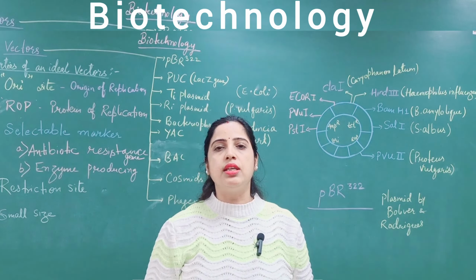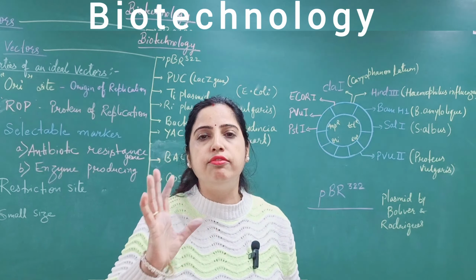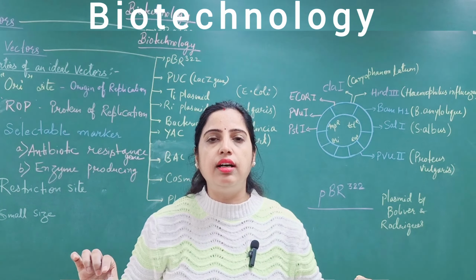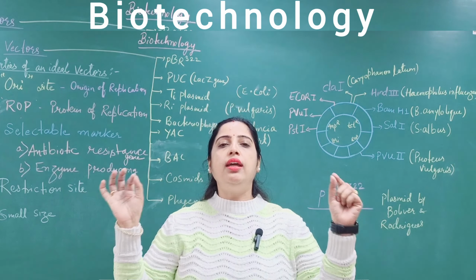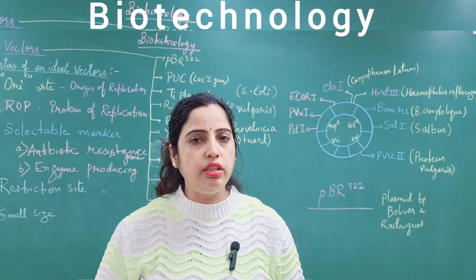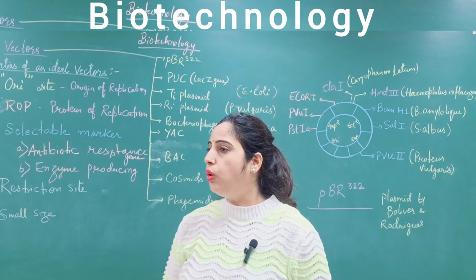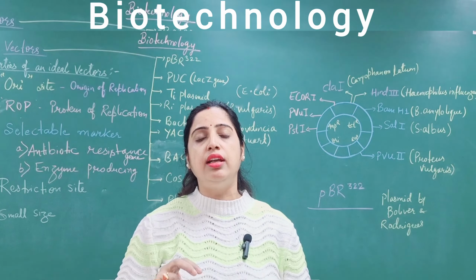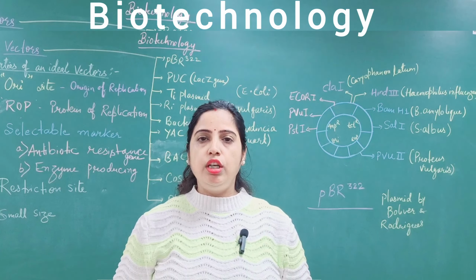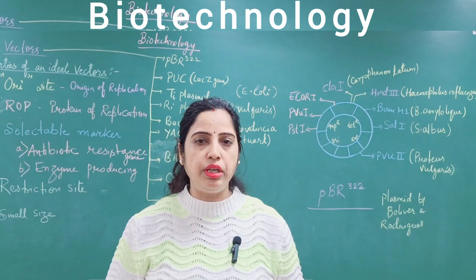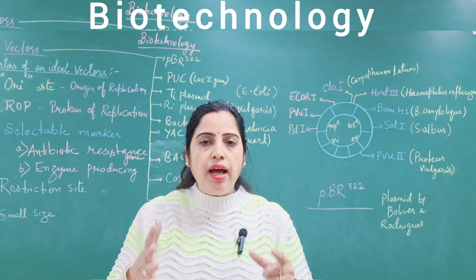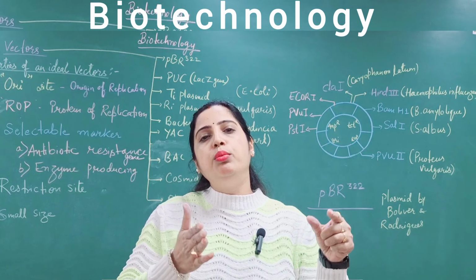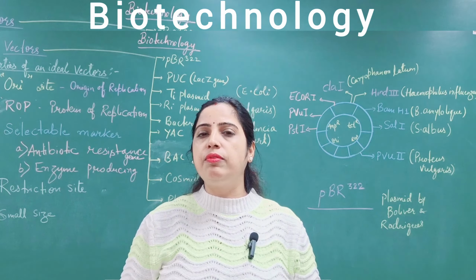Restriction site means where the restriction enzyme will act, and the restriction enzyme will cut the plasmid so that we can insert the desirable gene into it, isn't it? Now, just imagine if it has the same restriction site at multiple sites. If you're using a restriction enzyme there, your plasmid or whatever vector you have taken will be cut into many pieces. So this purpose will not be solved.